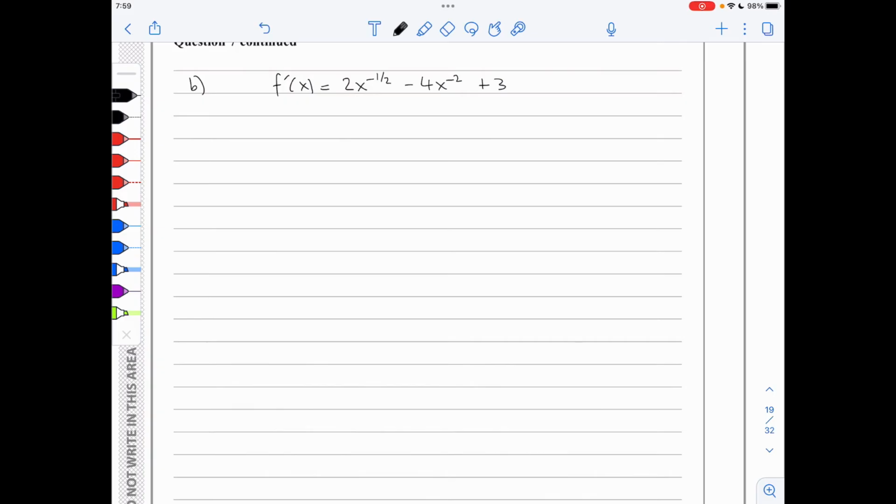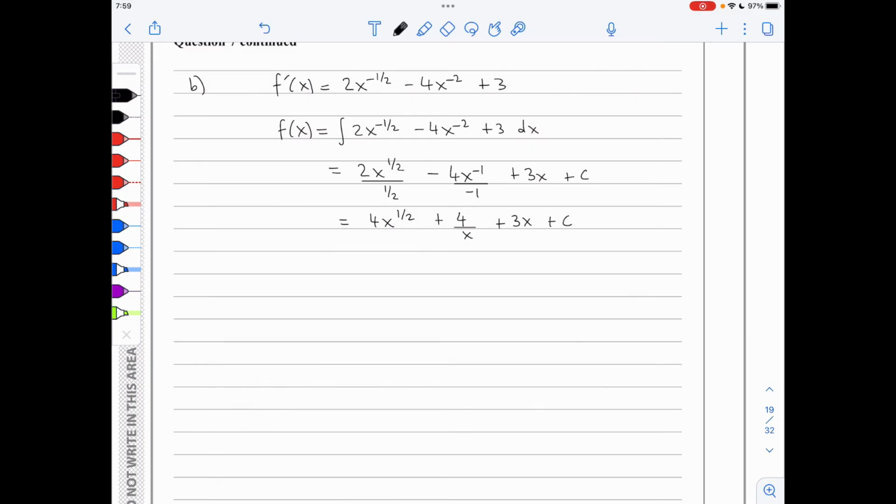So to find f of x, we integrate. So it's the integral of 2x to the minus a half minus 4x to the minus 2 plus 3 dx, which gives 2x to the a half over a half minus 4x to the minus 1 over minus 1 plus 3x plus c, which leads to 4x to the a half plus 4 over x plus 3x plus c.